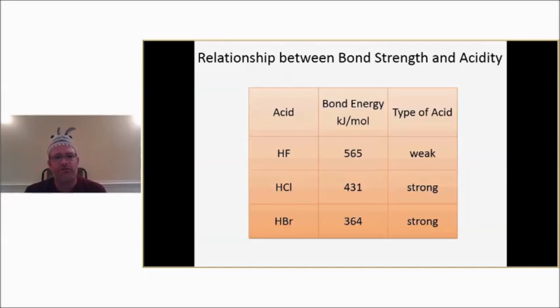So, to review, the relationship between bond strength and acidity. The higher our bond energy, the weaker the acid, okay? As we decrease bond energy, we get stronger acids.